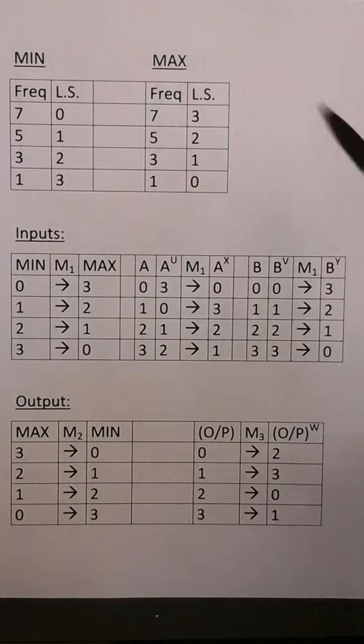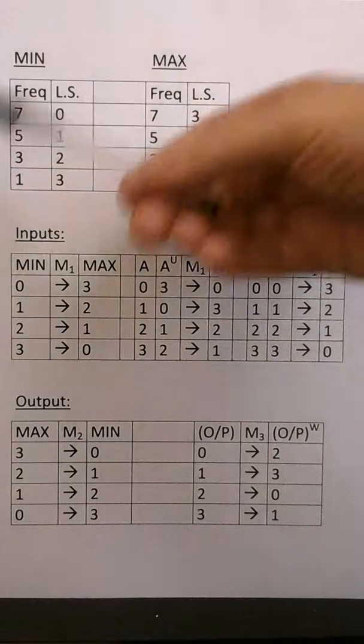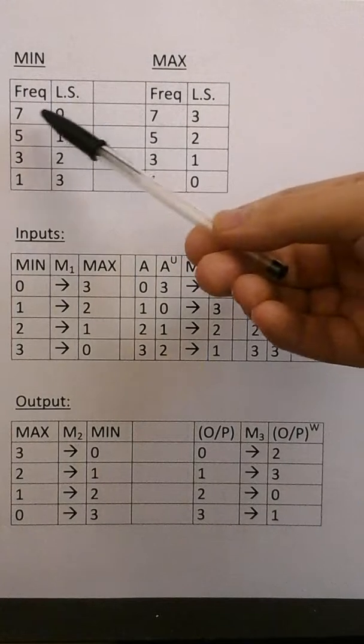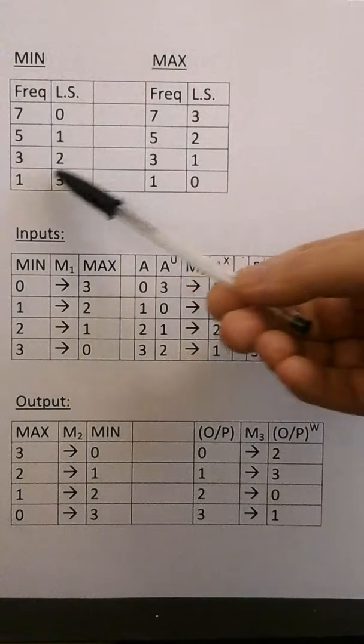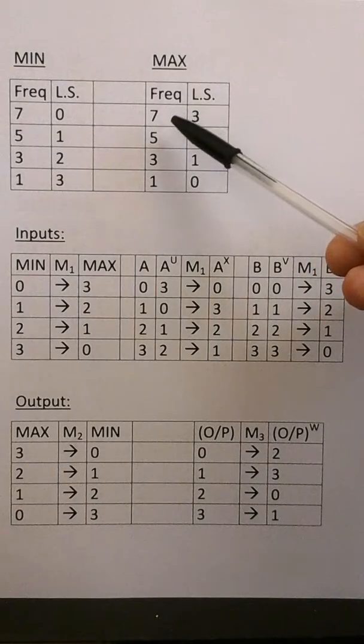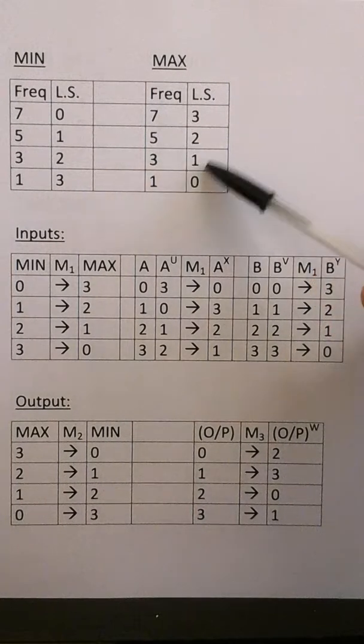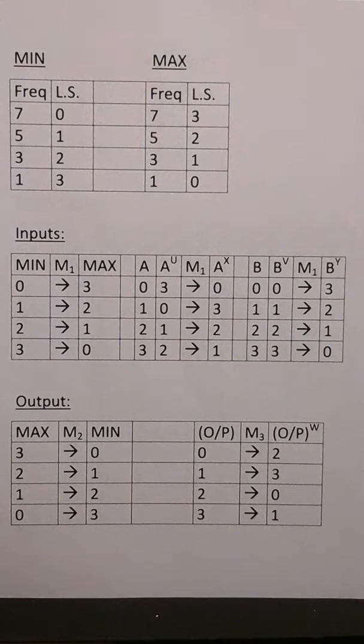Here we have the frequency tables for the minimum and maximum functions for the quaternary system. Here the minimum function has 7 zeros, 5 ones, 3 twos and 1 three. The maximum function has 7 threes, 5 twos, 3 ones and 1 zero. This is for a 2-input function, of course.